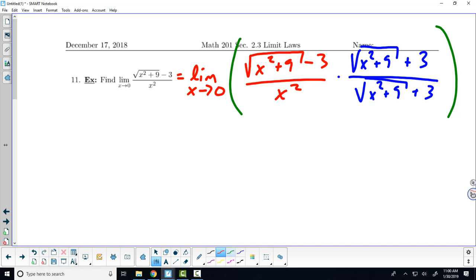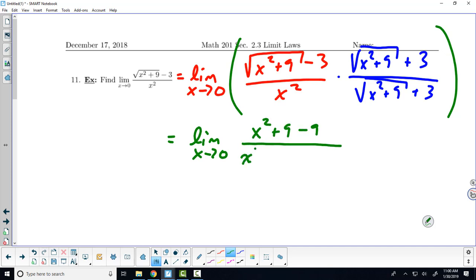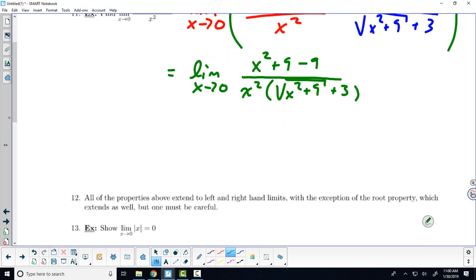Okay? All right. So cleaning this up, we get the limit as x approaches 0 of x squared plus 9 minus 9 all over x squared times the square root of x squared plus 9 plus 3. How we doing? Okay. You looking down the road a little way? Getting a good feeling about this?